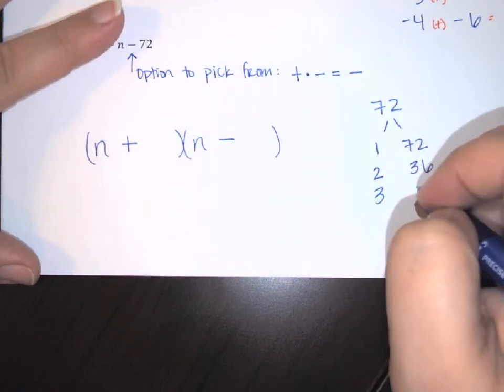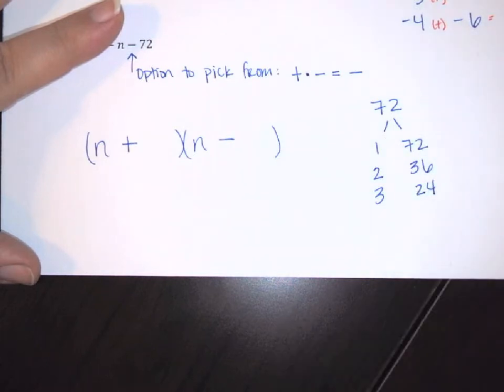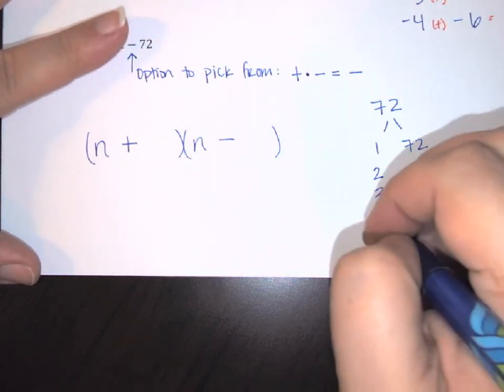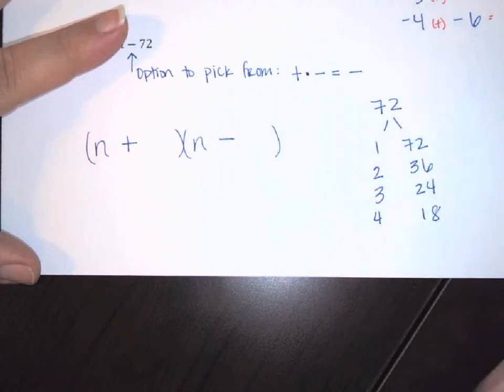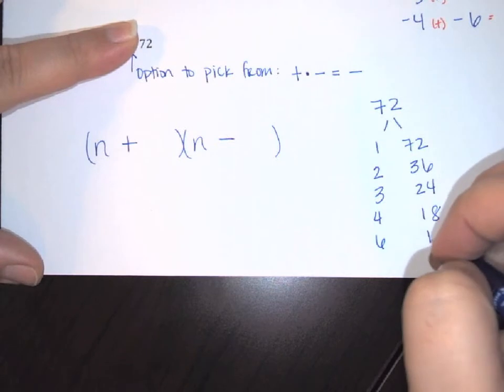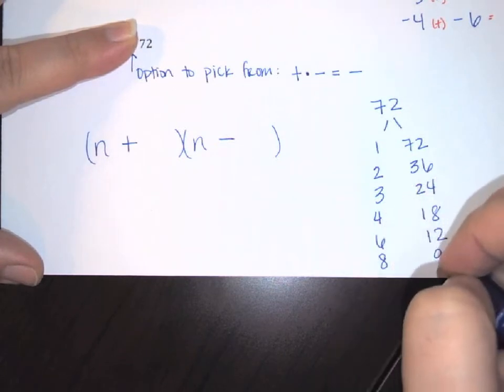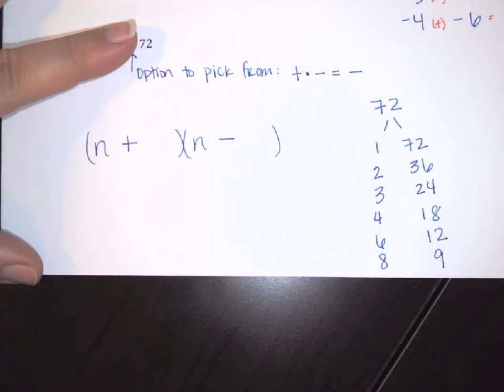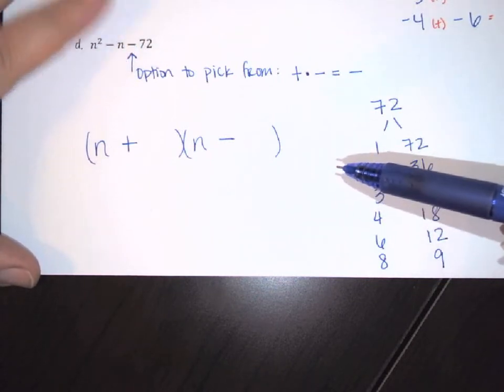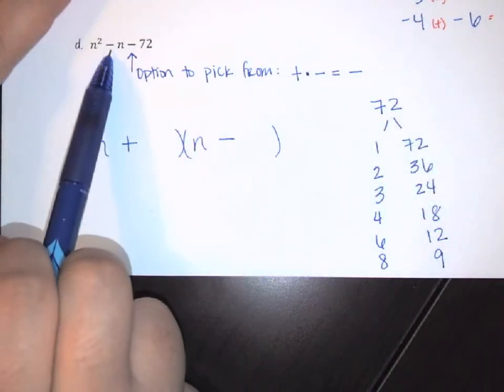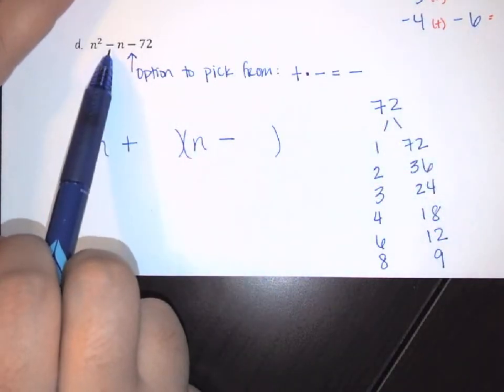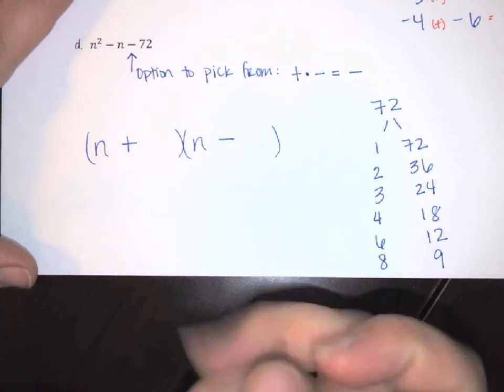We have 3 and 24. We have 4 and 18. We've got 6 and 12, and then 8 and 9. Okay. So here's the rule that you need to follow. If the middle term is negative, then the bigger factor is negative.